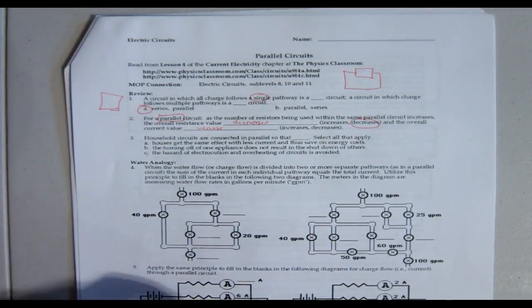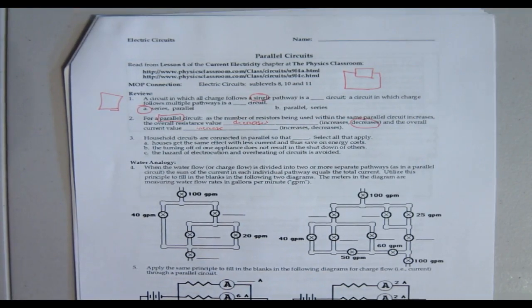Number 3, we talked about this a little bit. Household currents are connected in parallel so that blank. All right, so in your house, the circuits are connected in parallel. What's the reason is what they're saying. A, houses get the same effect with less current and thus save on energy cost. B, the turning off of one appliance does not result in shutdown of others, and hazard of electrocution and overheating of circuits is avoided.